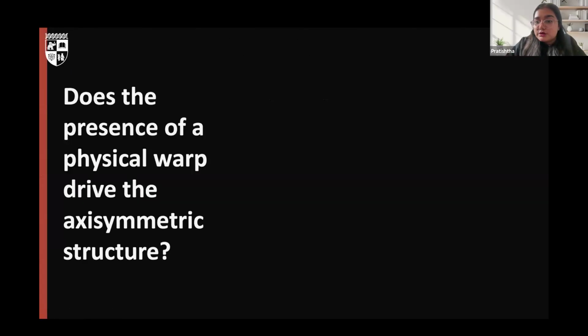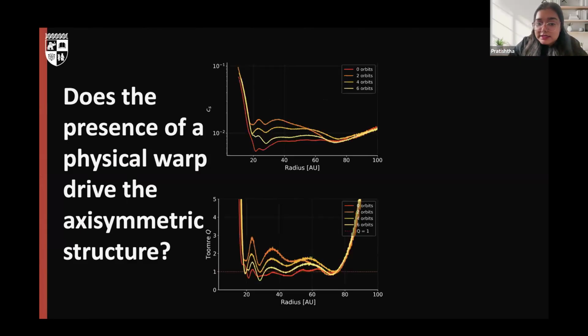So now the question is, why is this happening? Why does the disk become axisymmetric, and why do we see the formation of these ring-like structures? And whether or not a physical warp is significant for that to happen. So we look at the cs and the Toomre parameter plots. In the top panel, we have the sound speed versus the radius. In the bottom panel, we have the Toomre parameter Q versus the radius. And we see the evolution of the disk from 0 orbits until 6 orbits.